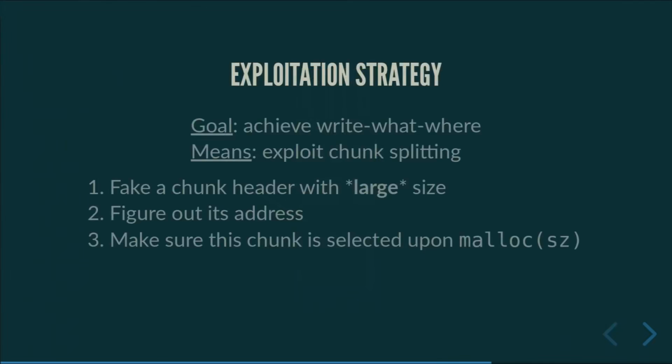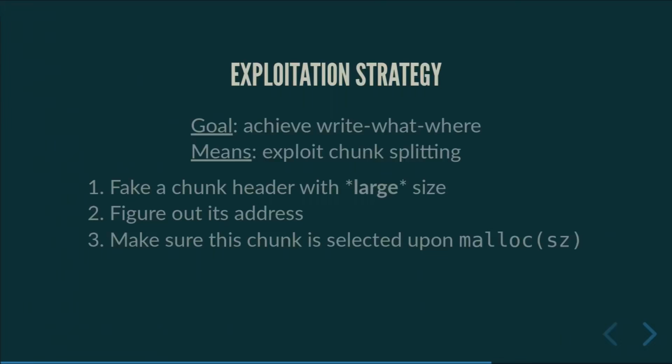So I wanted to achieve write what were in order to exploit SBoot, and I exploited this chunk splitting technique. The first thing to do was to fake a chunk header, which I can control with some large size, so it will get split. And then I had to figure out its address, and I can do this with the first vulnerability, the relative read. And then the next step is to make sure this chunk is actually selected when you call malloc.